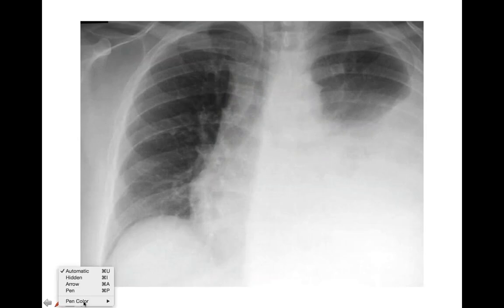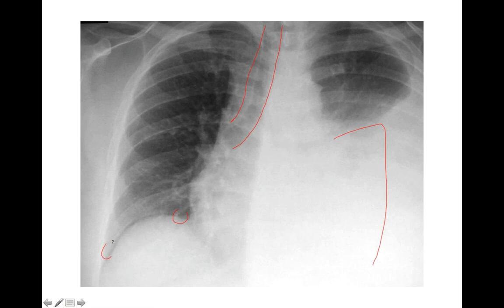This is another case. As you can see, complete whiteout of the lung and trachea deviated toward the opposite side because there is a huge presence of fluid. Generally, if there is a small amount of fluid present, then these angles get obliterated first. Look at these angles, you won't be able to see them clearly.